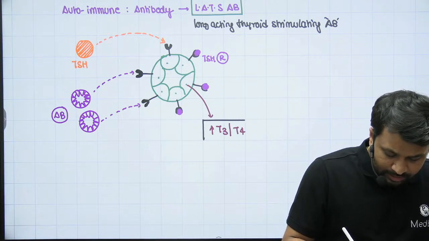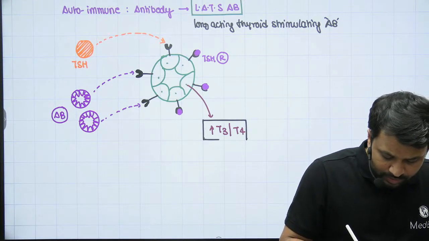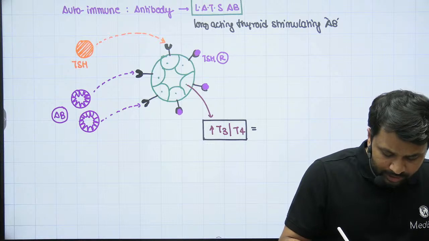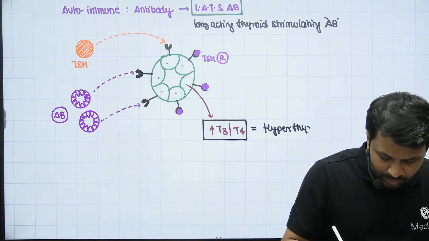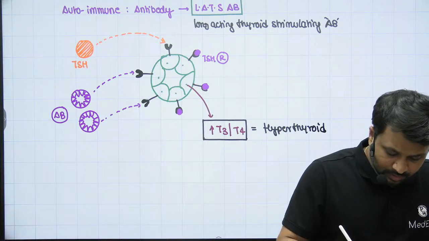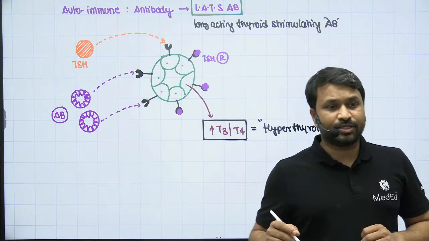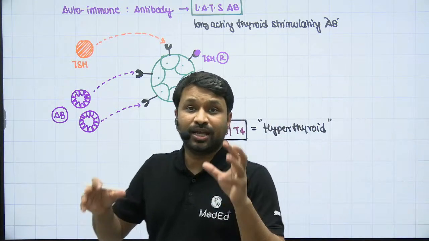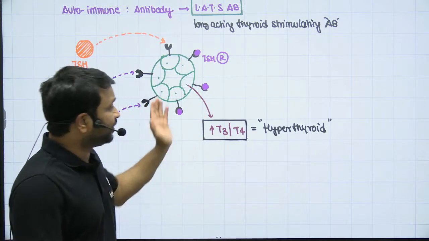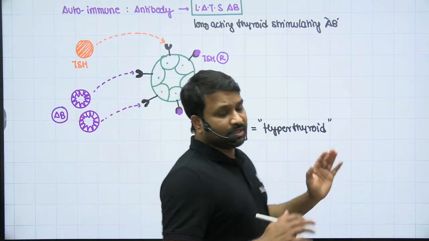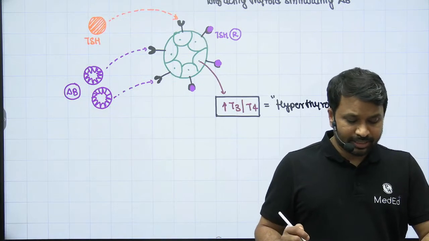So when the secretion of T3, T4 becomes more in the body, it will result in hyperthyroid status. This is what we call the hyperthyroid status. This excessive stimulation is causing the T3, T4 to release more, and that excessive release of T3, T4 is resulting in hyperthyroid status. Until this point it is fine.